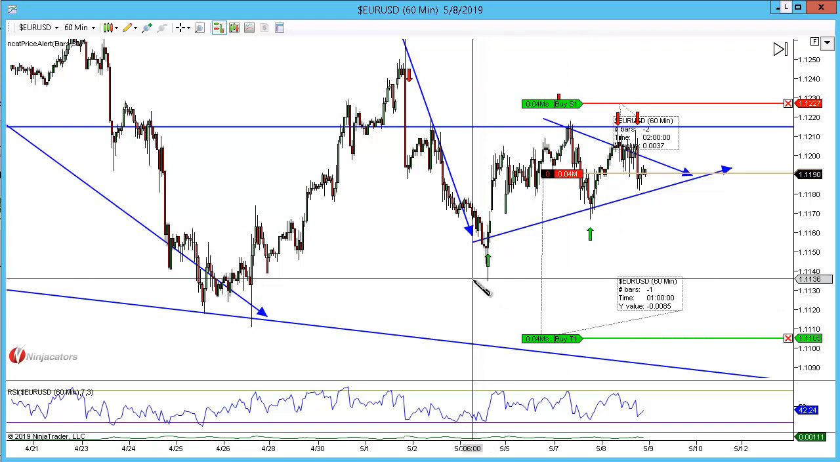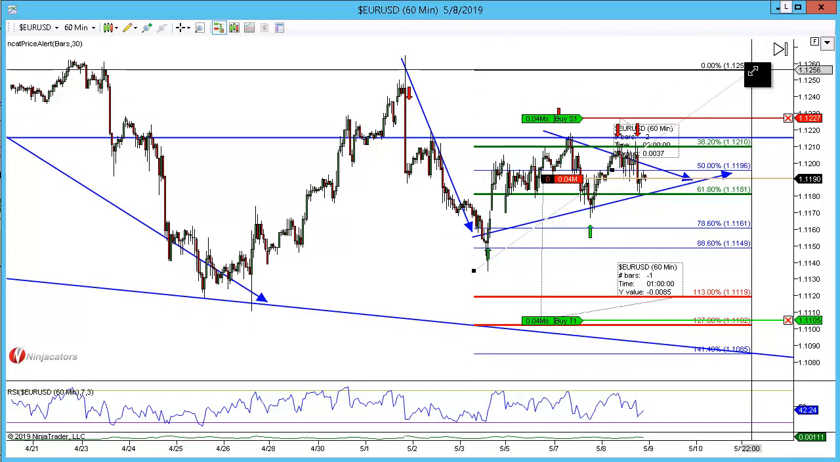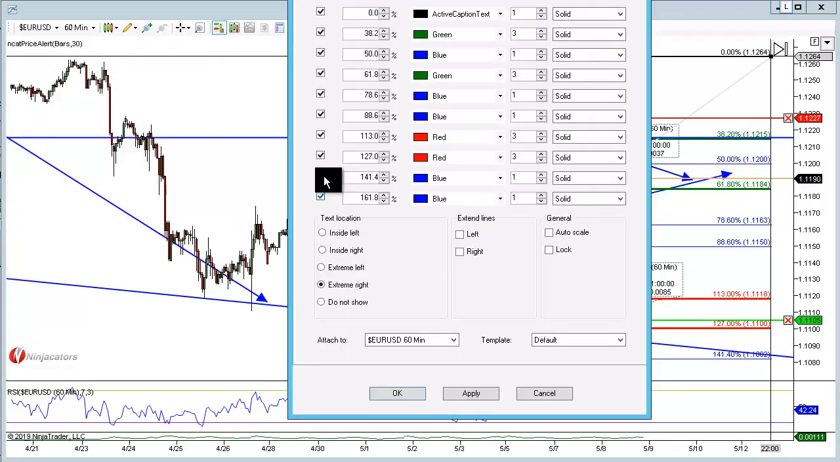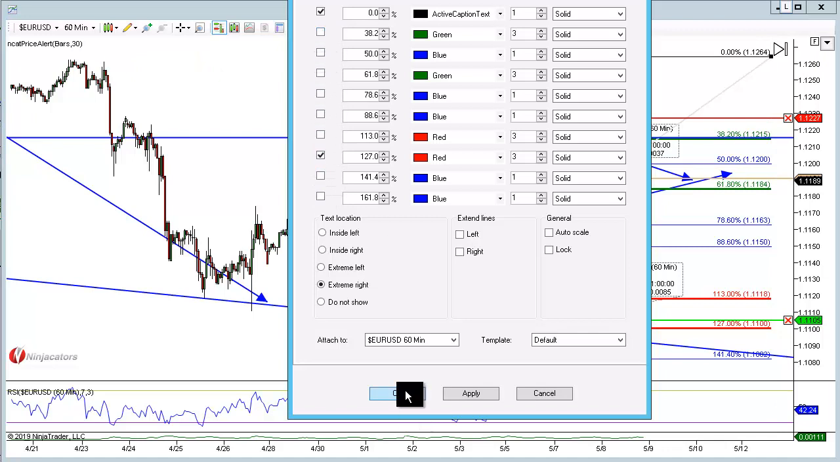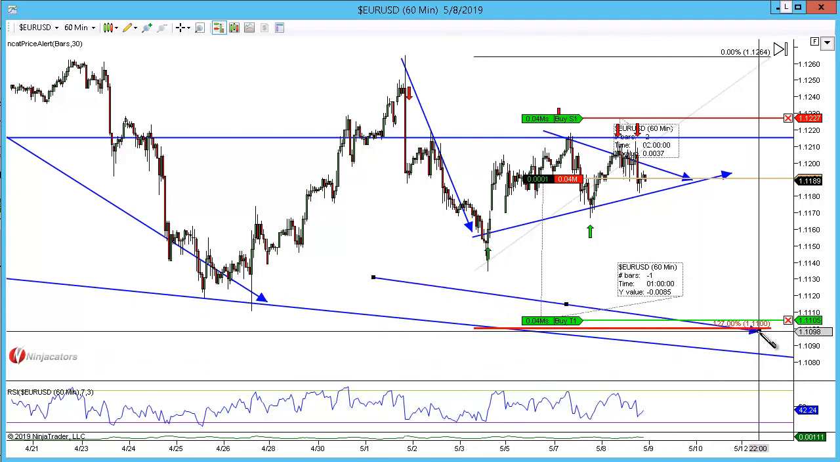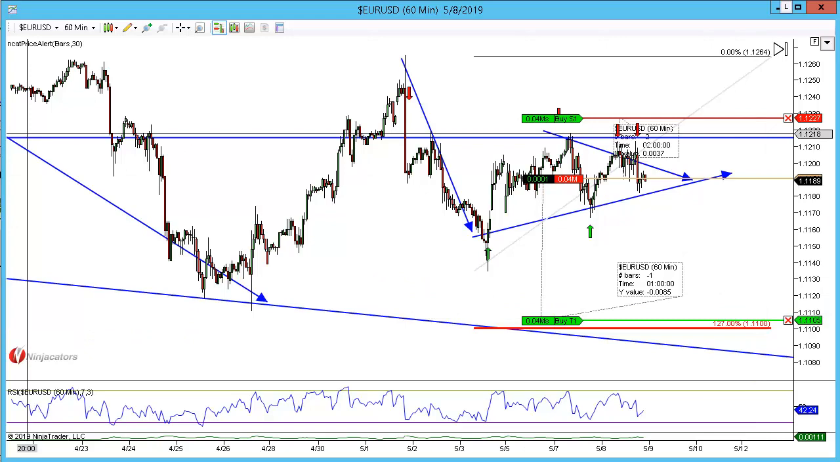Have I deleted my fib? Just want to make sure that I've got these in the right place. Okay, down at targets, they come in at the 111 psychological number, so I'm front running by 5 pips.